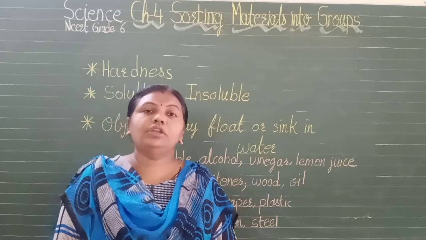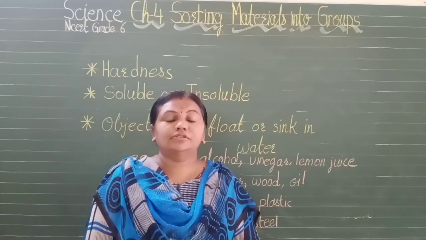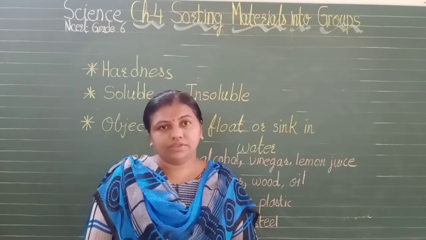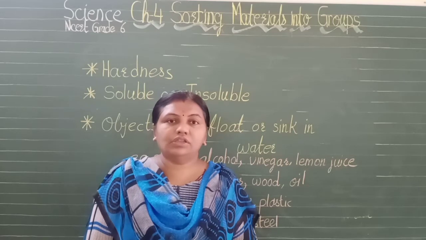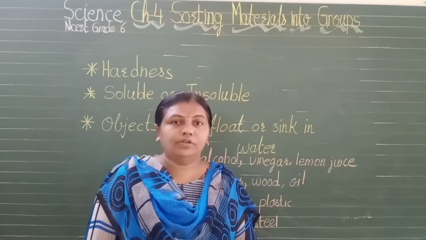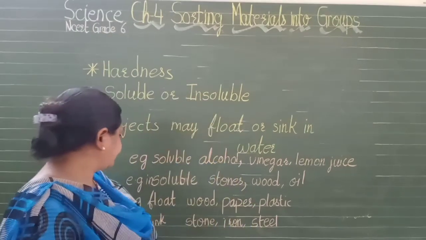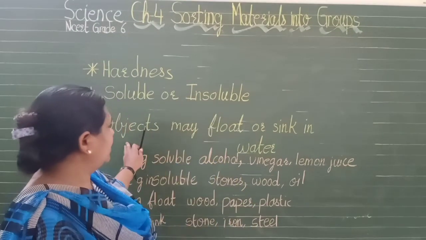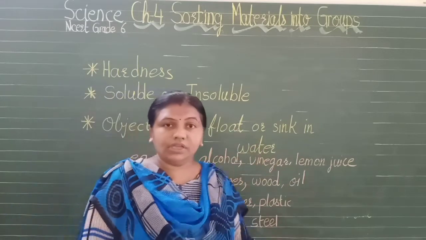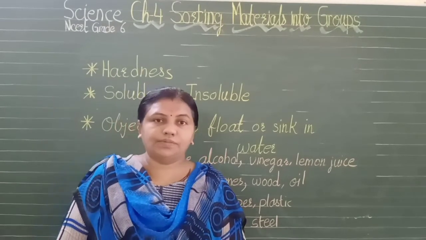Plastic also floats. That is why boats are made up of wood, so they can float in the water. Steamers and such are also made up of wood, so they can run in the water easily. So now you are clear with the substances which float or sink in water. In this way also you can classify the objects.